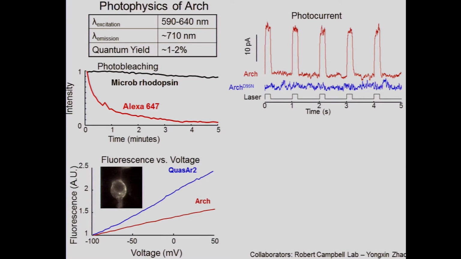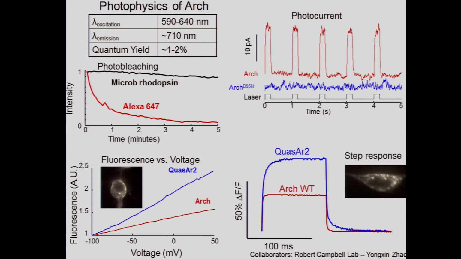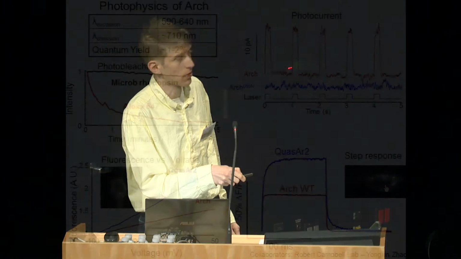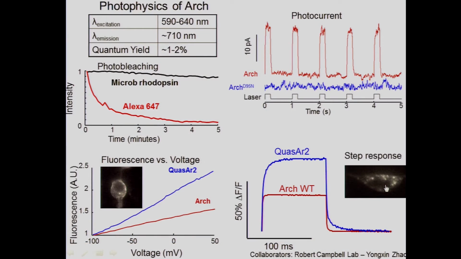Another important figure of merit is the speed of the response. So if we have a step in voltage, how quickly does the fluorescence respond? And here's what the raw data for that experiment looks like. For the wild-type protein, the step response is about 600 microseconds. For this quasar variant, most of the response is about 1.2 milliseconds, and then there's a minor component which is slower, with about a 15 millisecond time constant.